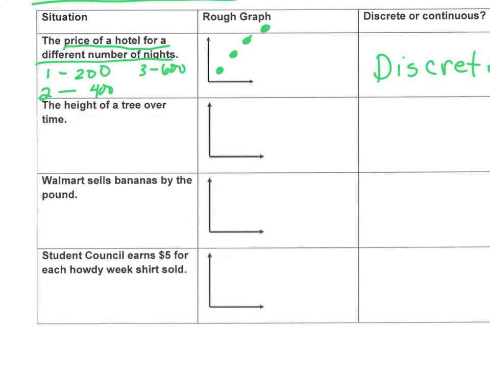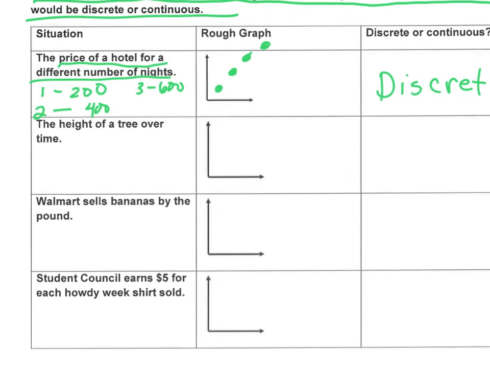Now the height of a tree over time. Let me think about that. So a tree starts like that big, and I plant it. And then in a month, it's that big. And then in 2 months, it's that big. Now, does it jump from this size to this size, or does it grow a little bit every day? So it grows a little bit every single day. That means it's constantly growing, or it's continuously growing.